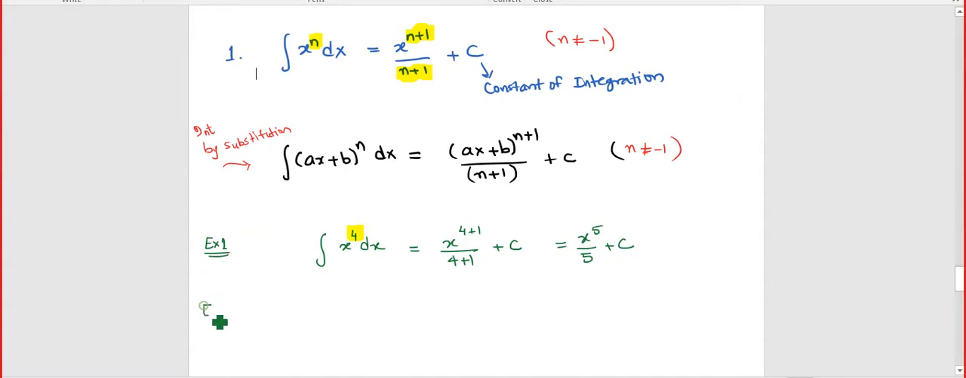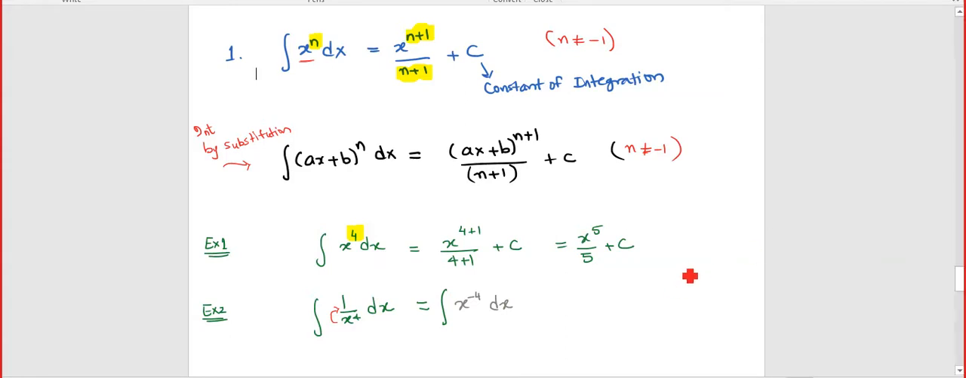Suppose we take another example. Say you have the integration of 1 over x to the power 4 dx. Instead of being in the numerator, it is in the denominator. Do we have any rule so that we can bring the power up? It is important that the term should be in the numerator, not in the denominator. If it is in the denominator, do something to bring it up. So we can rewrite it as x to the power -4 dx.